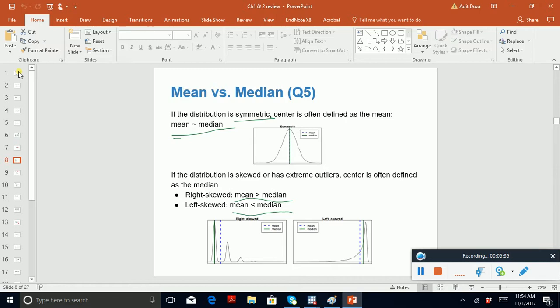And I said for left skewed, what should be the condition? Mean should be less than the median, right? For left skewed, this is an example of left skewed, right? The mean value is less than the median. In fact, our exam score, the mean value is 81 and the median value is 86.